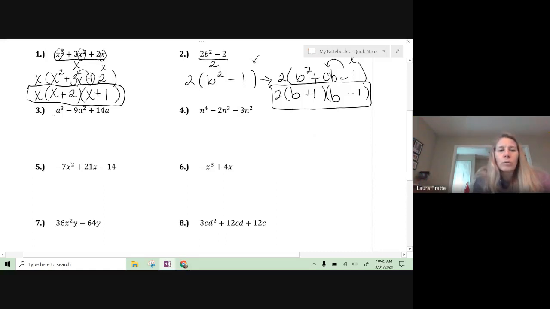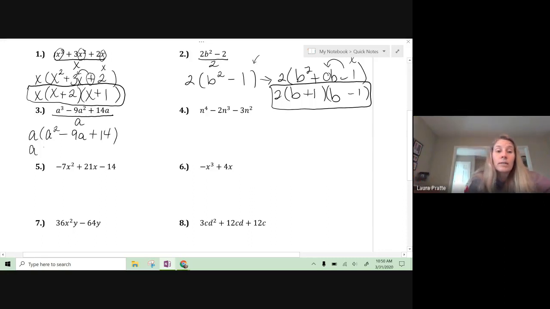Another trinomial. There is no common factor number here, but there is a common factor variable, which would just be a single a value. So we take out the a value from the entire trinomial, which reduces each of these a's by 1, right? So this a cubed is going to become a squared. The 9a squared will become 9a. And the 14a will become just 14.